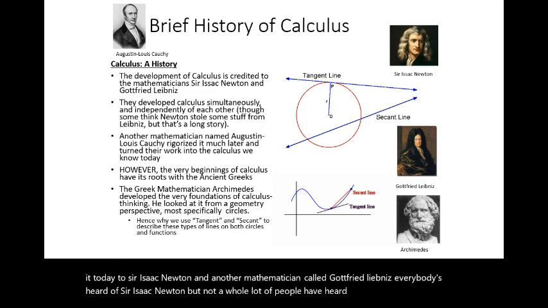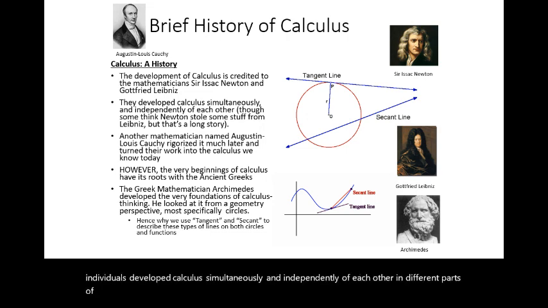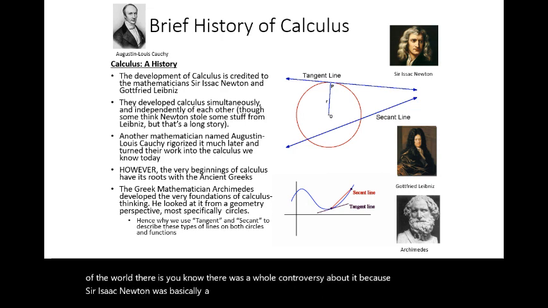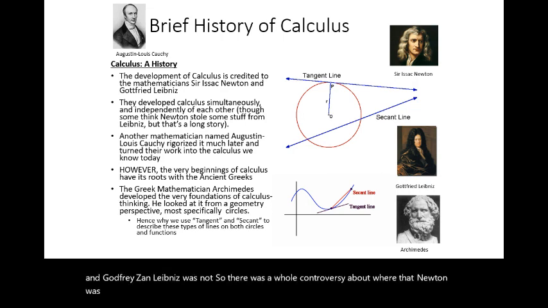These two individuals developed calculus simultaneously and independently of each other in different parts of the world. There was a whole controversy about it because Sir Isaac Newton was basically a celebrity and Leibniz was not, and Newton was British and Leibniz was not. Newton accused Leibniz of stealing from him, and it was a huge mess. Fascinating stuff. But as we know today, they developed calculus simultaneously in different parts of the world.